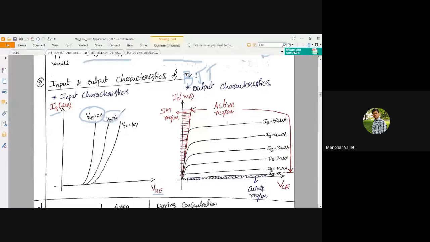And if VCE keeps on increasing, then IB is increasing. Please observe from the characteristics. So this is the input characteristics of BJT. Whatever we are talking about here, the transistor is in CE configuration. Please note, when I refer to transistor, I mean here BJT. Please don't confuse. This is about the input characteristics.